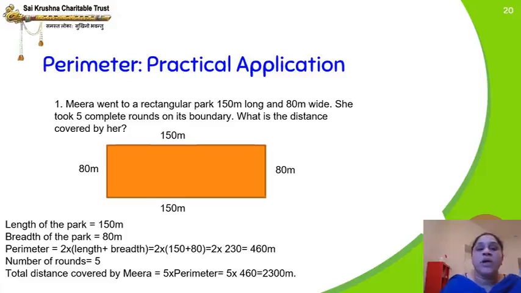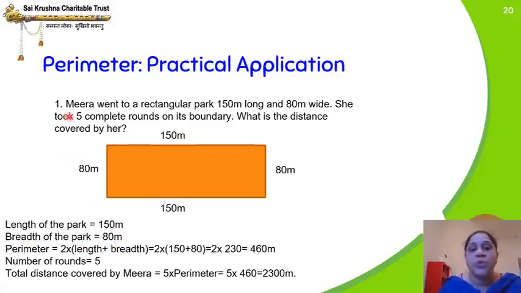So here, first, whenever you see a problem, it is better to write down what is given first. So here they have given the length of the park is 150 meters and 80 meters wide. Wide is nothing but the breadth. Okay. So length of the park is 150 meters. Breadth of the park is 80 meters.